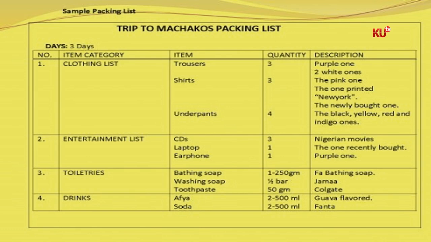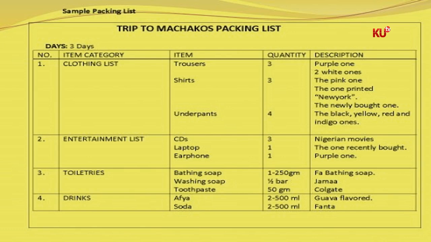Sometimes when we tell students to prepare a packing list, you find somebody packing clothes and you wonder, that person does not pack underpants. And now you wonder, are you telling us the one you are wearing as you go for the trip, you will recycle that for the 3 days? So it's very important, 4 of them. And then that is the item category for clothing.